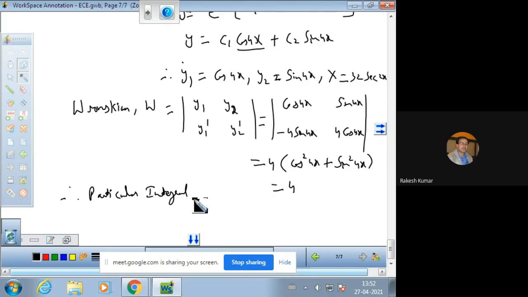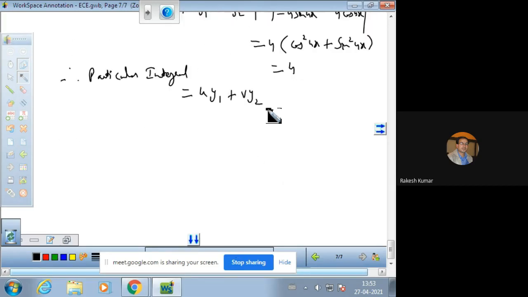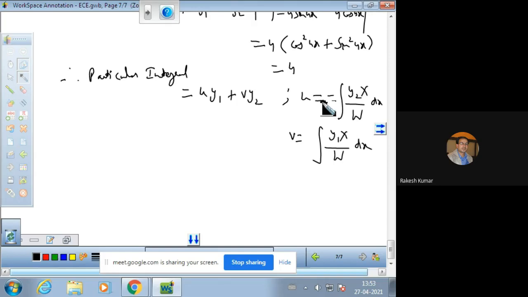The particular integral is given by this formula: u y1 plus v y2. So how to calculate u and how to calculate v? There are formulas. U is calculated by the formula minus integral of y2 X over W dx, and v is calculated by integral of y1 X over W dx. So you will calculate u and v by using these formulas. So you can put the values here.